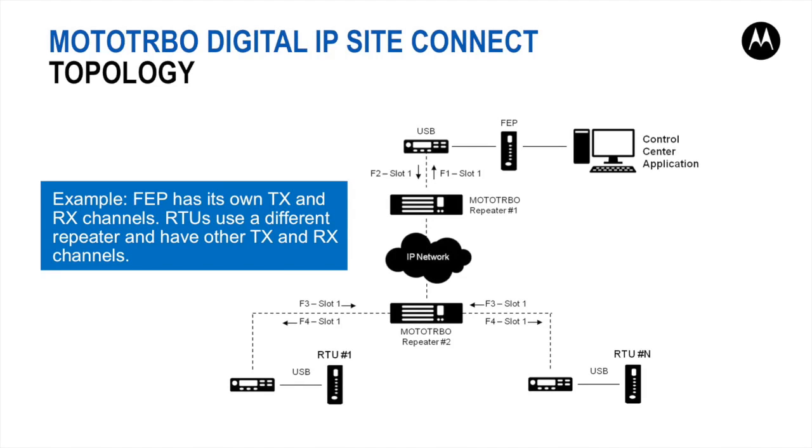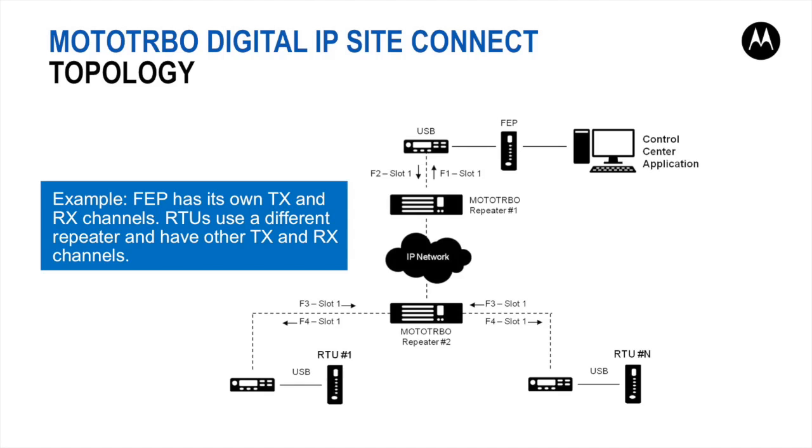This is the IP site connect topology. And as you can see, all the units have a radio, and all of them communicate over two channels through a repeater to other units. Only the RTUs are connected to repeater 2, while the FEP is connected to repeater 1. So here, the RTU bursts information towards the FEP.